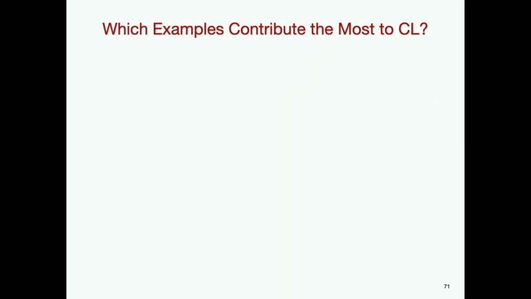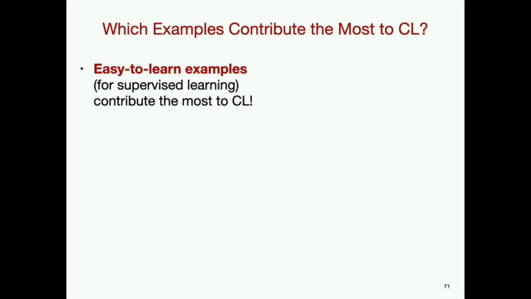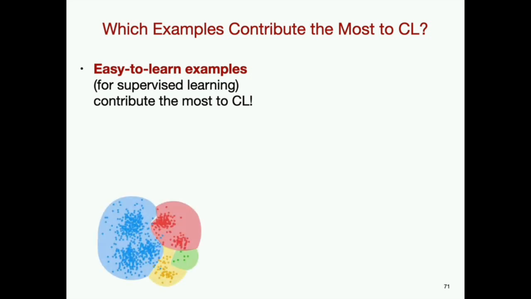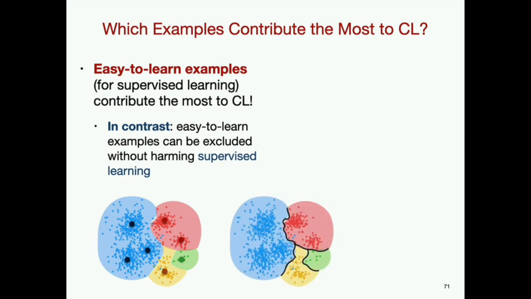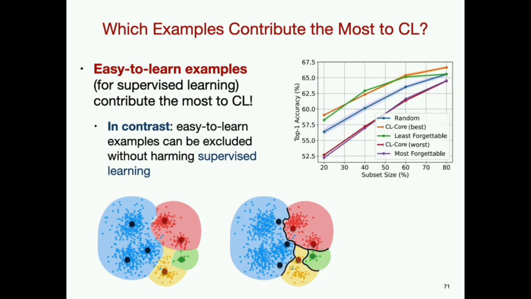To sum up, let's get a little bit more intuition about what kinds of examples we are choosing for contrastive learning. The examples we pick are easy to learn, and these are the ones that contribute the most to contrastive learning. So we can think of them as central examples in each subclass of the data. In contrast, the easy-to-learn examples, if you remember from the previous part of this tutorial, can usually be excluded without harming supervised learning, right? So usually for supervised learning, we like to pick these hard examples that are near the boundary. And here I have some plots confirming that this is indeed the case.